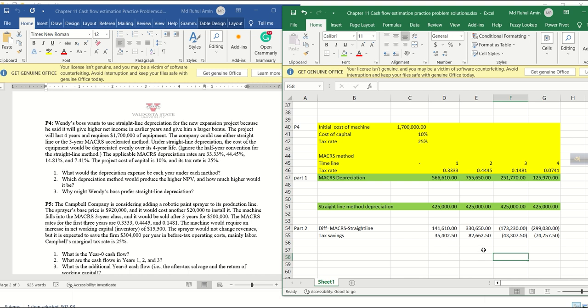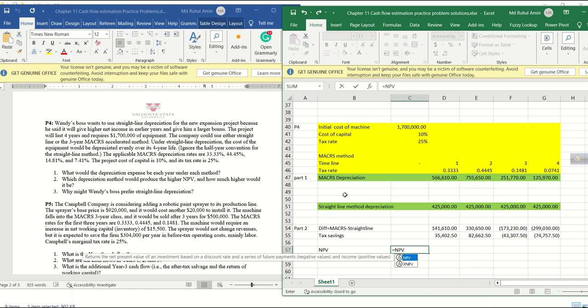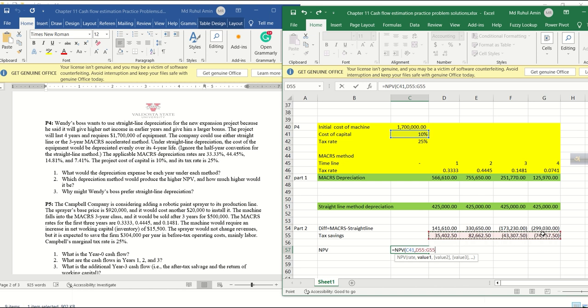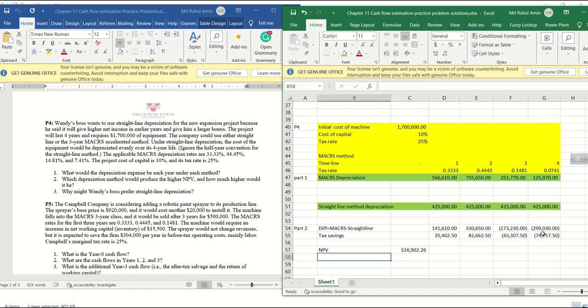If this is our cash flow, then how much would be our NPV? NPV equals NPV, rate is our discounting rate, then the values. 16,902. So this is our NPV. So definitely NPV is a positive number, so MACRS should be the better one compared to the straight line.